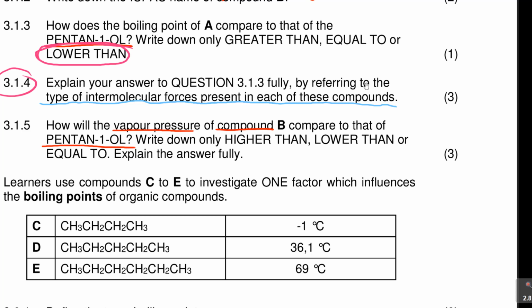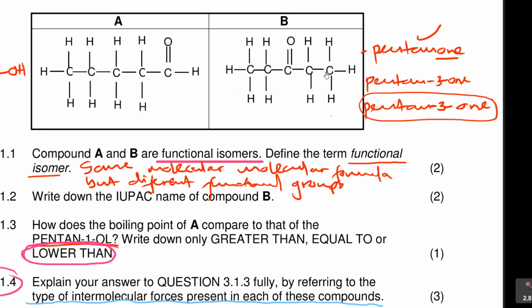We're back again. Compound B. Look at compound B. There it is. Now they're asking about vapor pressure. Which one is vapor pressure, meaning which one has a higher boiling point in a way? Which one is easily a gas? The vapor pressure, which one is easily in vapor form?